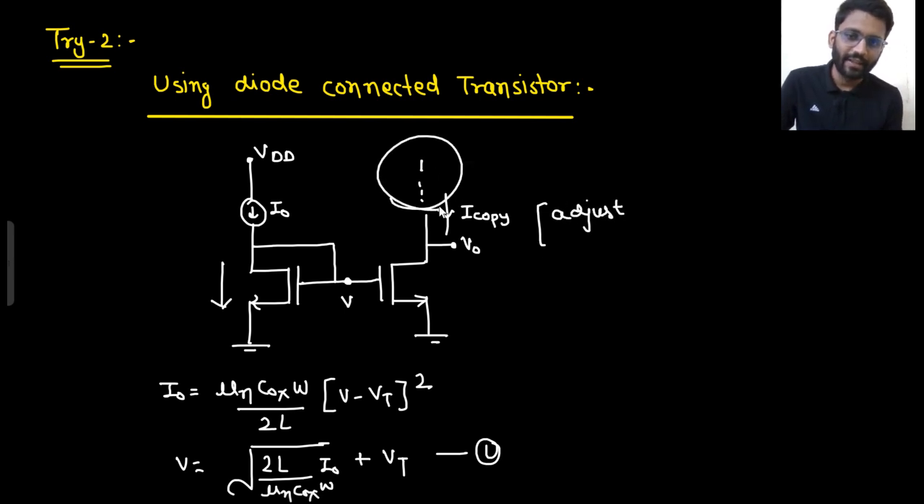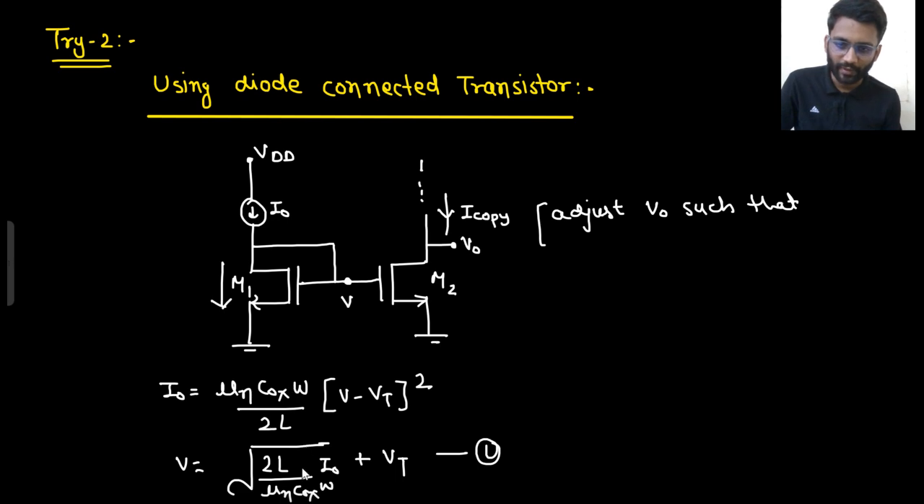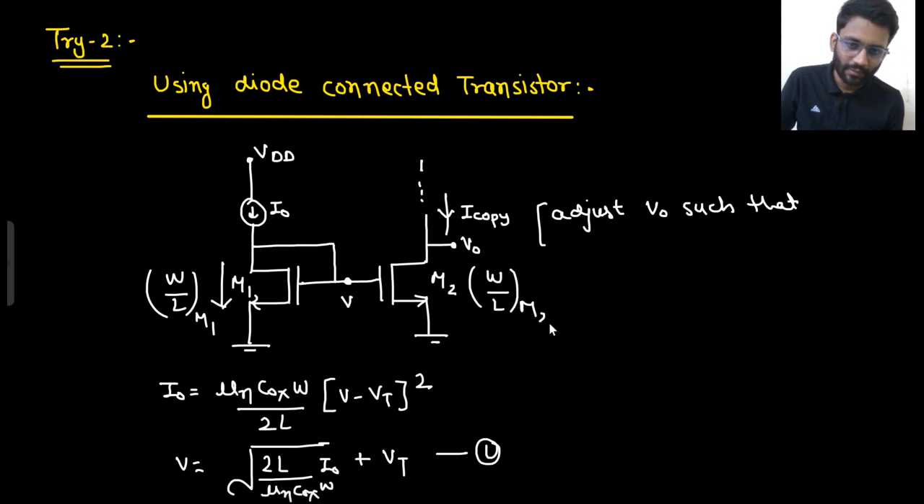By using some circuitry here, we will adjust V naught such that... let's call this one M1, and this one M2. So this W by L would be of M1, and this W by L would be of M2. Here the W by L is W by L of M1, and here the W by L is W by L of M2. Right?